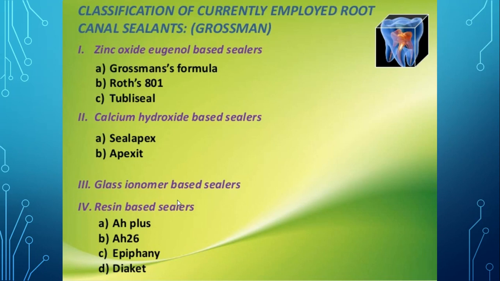Classification of currently employed root canal sealants. They are zinc oxide eugenol based sealers, which include Grossman's formula, Roth's 801 and Tubliseal. Calcium hydroxide based sealers include Sealapex and Apexit. And we have glass ionomer based sealers and resin based sealers. Resin based sealers include AH Plus, AH26, Epiphany and Diaket sealers.